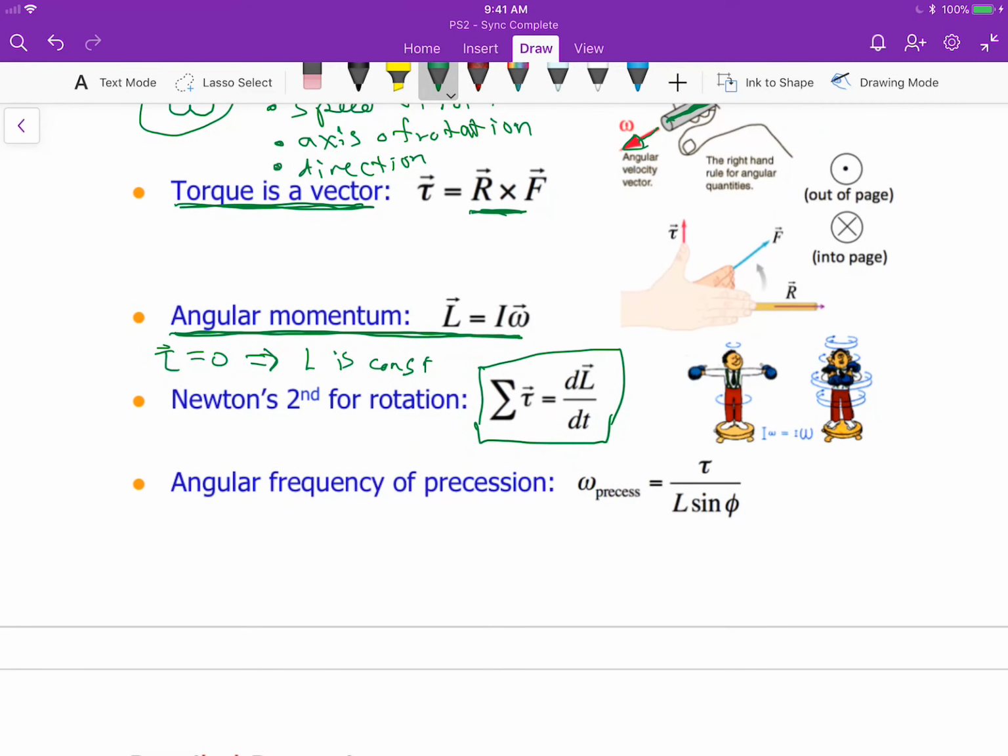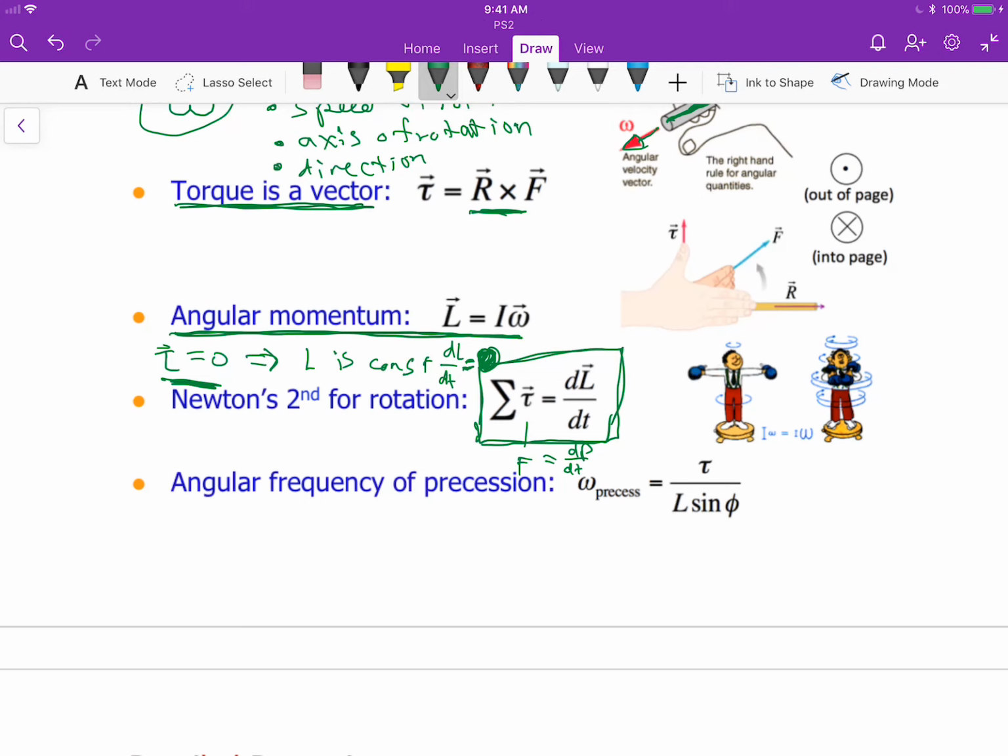Another way of writing it is sort of like our force is equal to dp/dt. This is similar to that, but the really important thing about this version is that if you have our torque equal to 0, then L is a constant, or another way to say that is dL/dt equals 0.